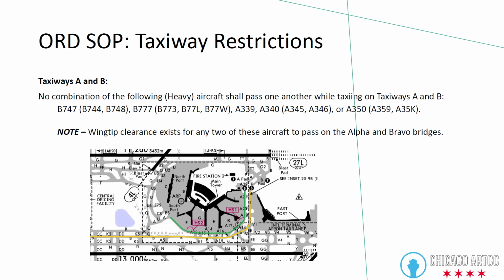Taxiway restrictions, Alpha and Bravo around the terminal there. No combination of the following heavy aircraft shall pass one another while taxiing on Alpha and Bravo. Wingtip clearance does not exist. However, wingtip clearance exists for any of these two aircraft to pass on the Alpha and Bravo bridges up here to the northeast.